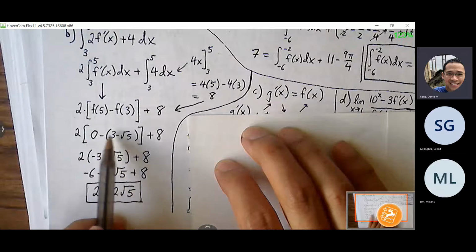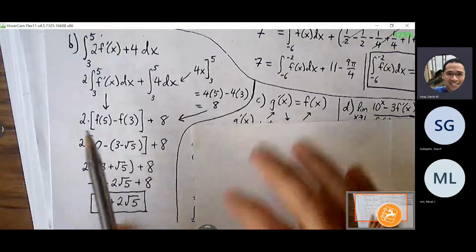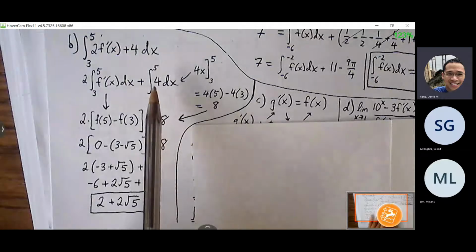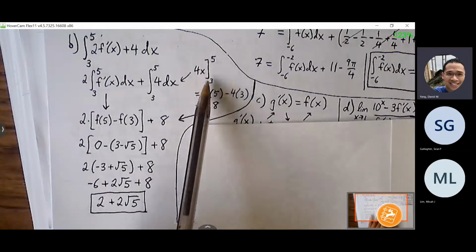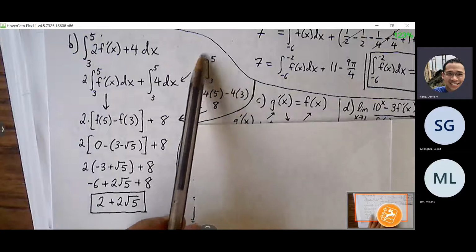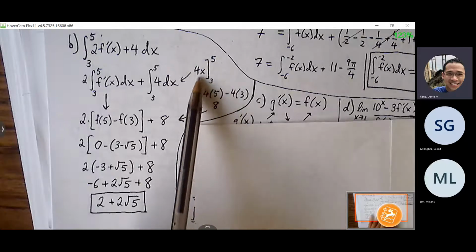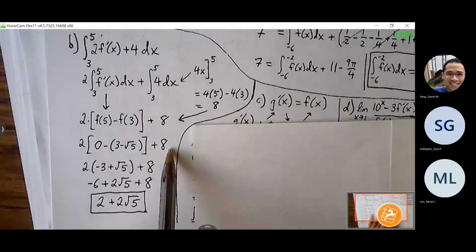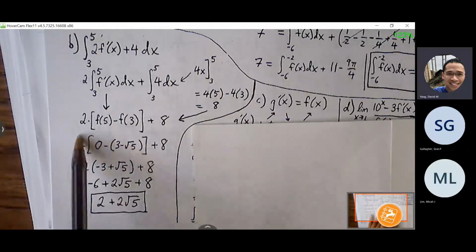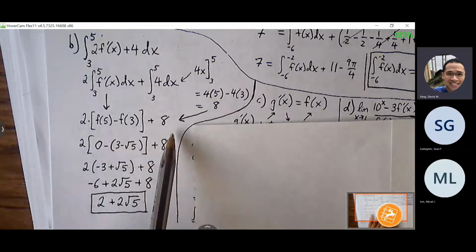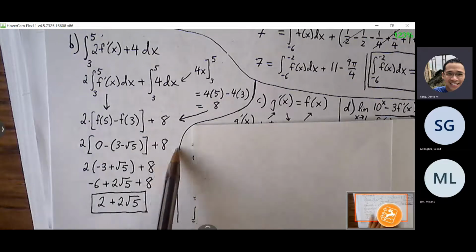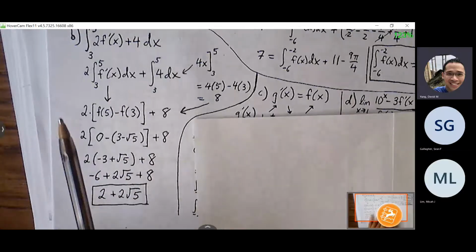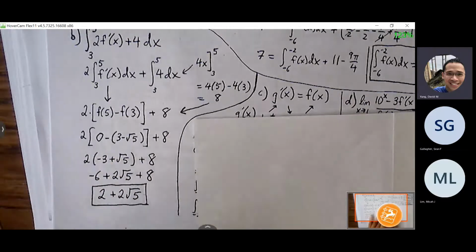2 is still on the outside to distribute. And then off to the side, we have to solve the separate antiderivative. 4 becomes 4x. Work in our upper and lower bound. Upper bound gets inserted first. 4 times 5 is 20 minus parentheses 4 times 3, which is 12. 20 minus 12 is 8. So we have the numeric result of the first integral. We have the numeric result of the second integral. Distribute, combine like terms, go as far as we can go. We get 2 plus 2 root 5.